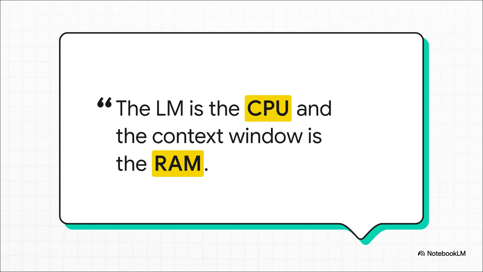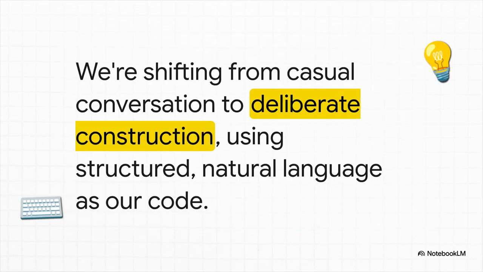I absolutely love this analogy from Andrej Karpathy because it just nails the shift in mindset. He says the language model itself, the AI brain, that's the CPU, the raw processing power. But the context you feed it, that's the RAM. You're not just talking to it anymore. You are literally loading a program into its active memory. And that's the bottom line, right? We are moving from having a casual conversation to a process of deliberate construction. We're using structured, natural language as our new kind of code to build really sophisticated applications that can go out and act in the world for us.